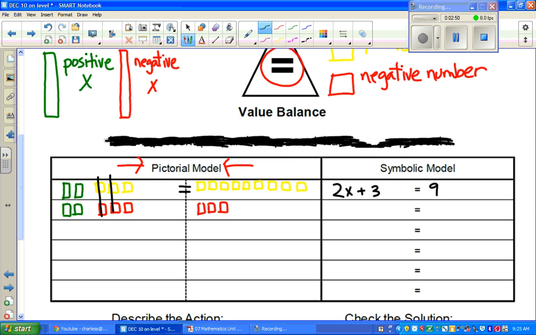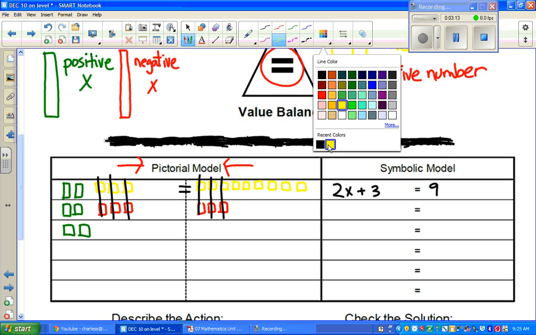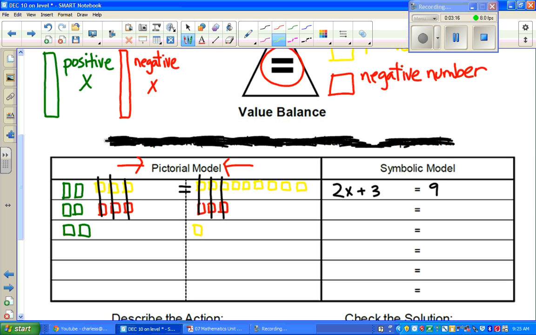As you can see, on the left-hand side, the 3 yellow squares and the 3 red squares cancel each other out, and I'm left with 2 green x's. Over on the right-hand side, 3 of my yellow squares are canceled by my 3 red squares, so I have 3 zero pair over there. So going down to the next line, we bring down our 2 positive x's, and then we subtract on the right-hand side, and we get 6 yellow squares. So now we have 2 positive x equals 6.